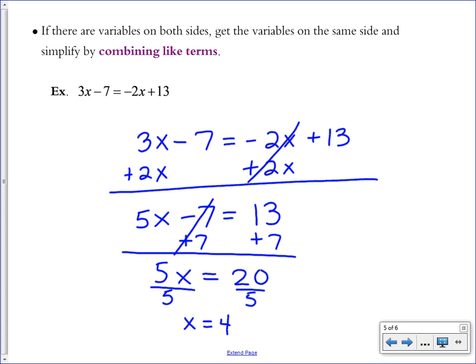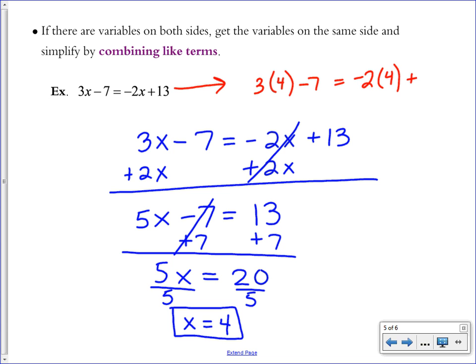And you can always check your answer by plugging it into the original equation. And this time you'd have to replace x with positive 4, both on the left and on the right. So let's see what that looks like. I'm going to replace the left side with a 4, where I see the x. And on the right, I'm also going to replace that with a 4, where I see the x. And now I have to simplify the left and the right to see if they come out the same.